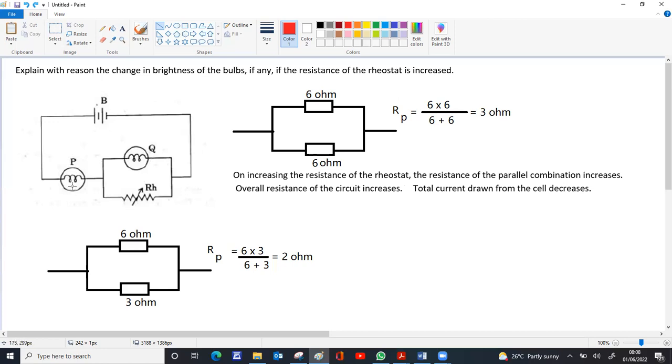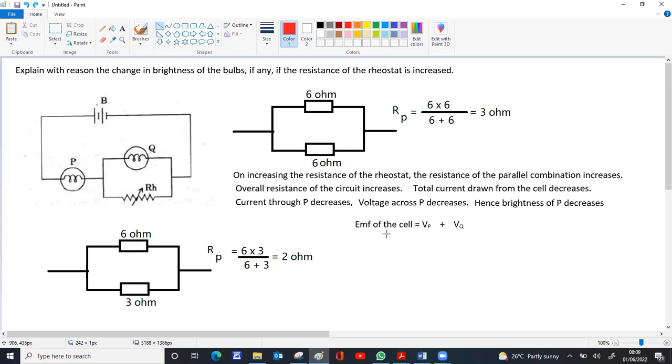As resistance is the same, the potential difference across P also will decrease. So potential difference and current across P decrease. Automatically, the brightness of P will decrease. Now for Q, if you take this closed loop with bulbs P and Q, the total potential difference of P and Q is supposed to be equal to the total potential difference applied by the battery. So the EMF of the battery will be the same as Vp plus Vq. Vq is the same as V of the RH parallel combination.